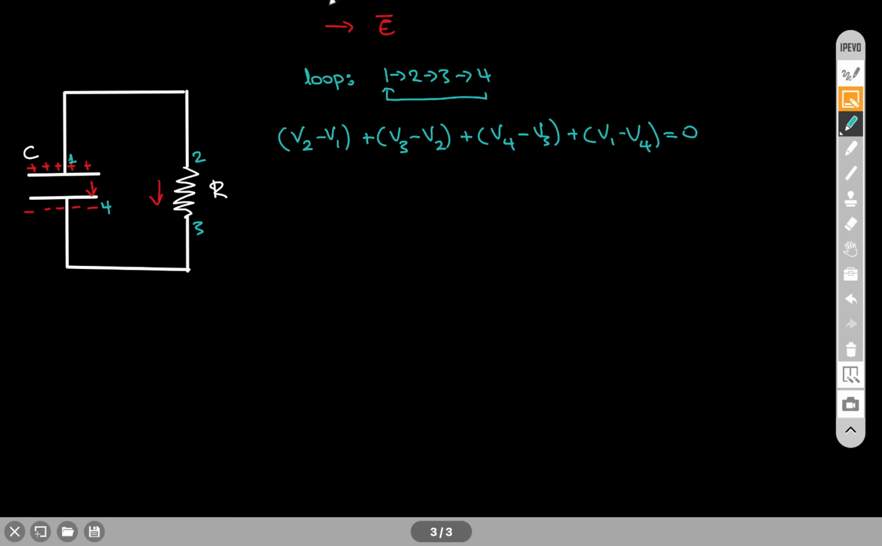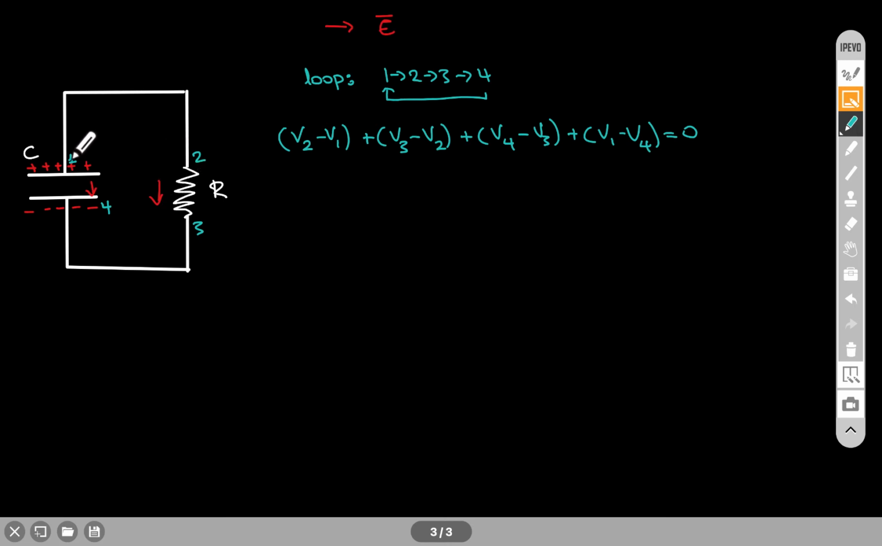In this video, I will apply Kirchhoff's loop rule on an RC circuit where I discharge the capacitor. I have a capacitor charged, C is the capacitance, R is the resistance of the resistor, and the red arrows indicate the direction of the electric field in the circuit. It points down inside the capacitor and it points down in the resistor.